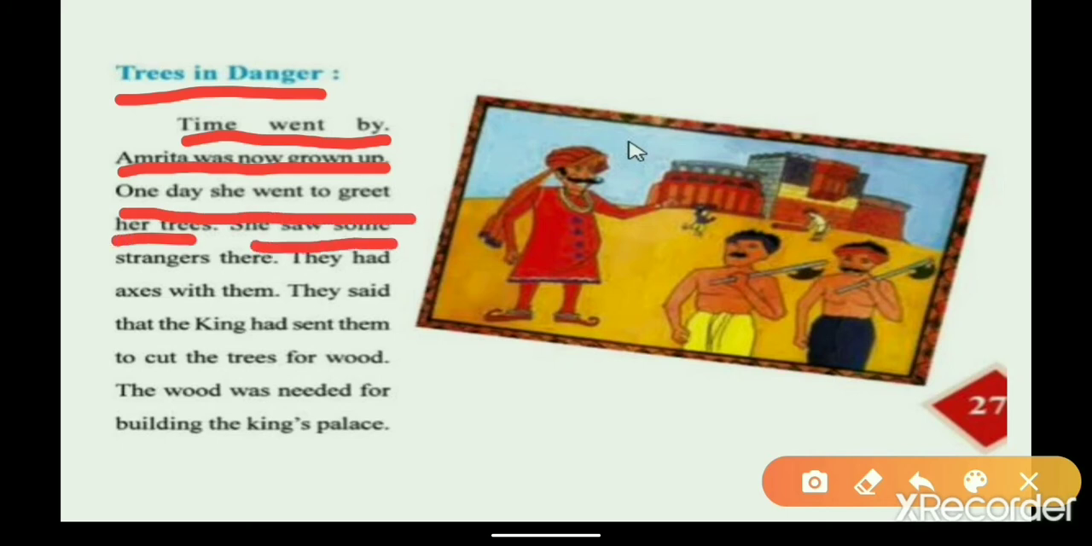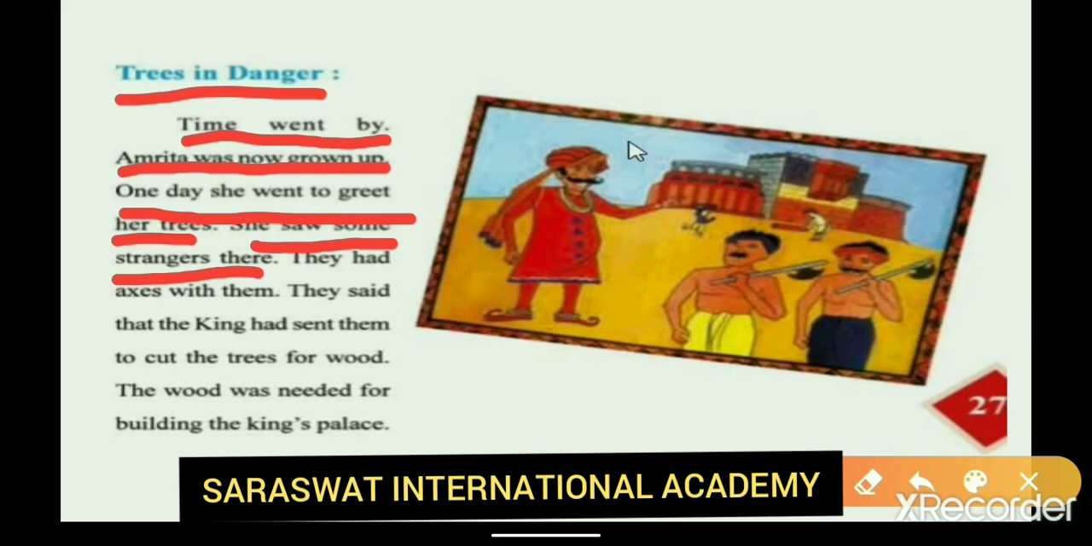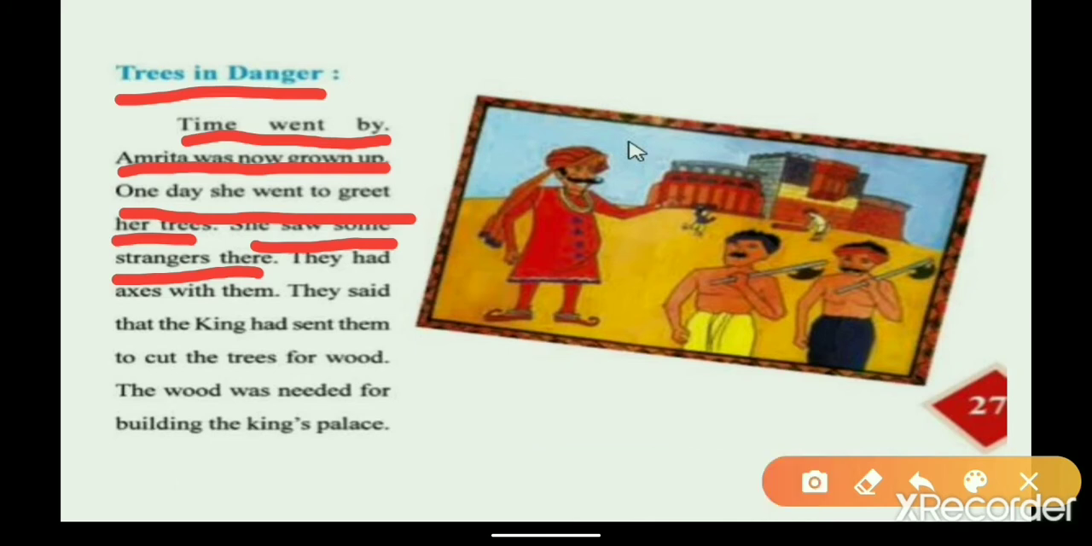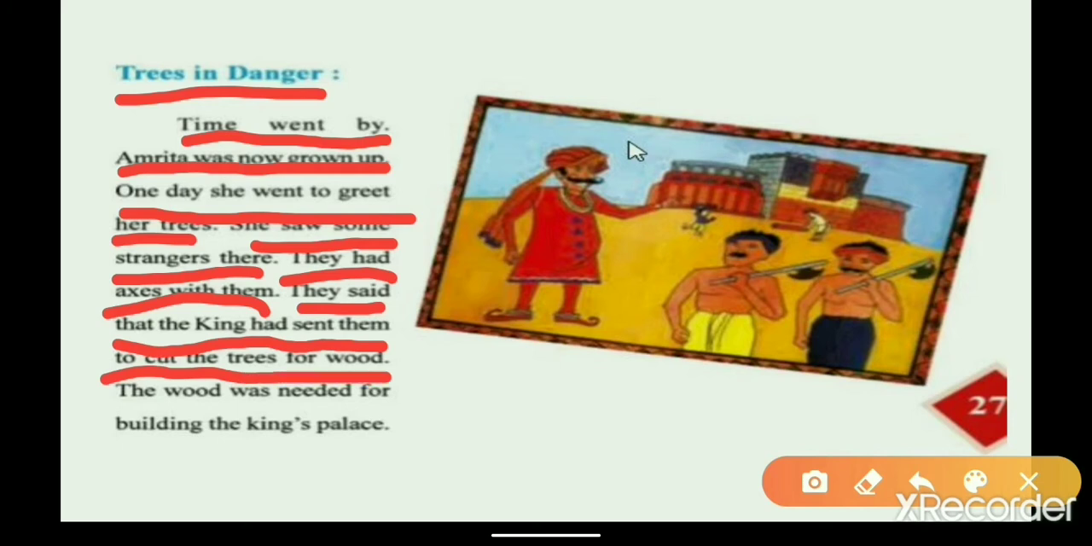She saw some strangers there. One day when she went to greet her trees, she saw some strangers near the trees. They had axes with them. They said that the king had sent them to cut the trees for wood, for building a palace.